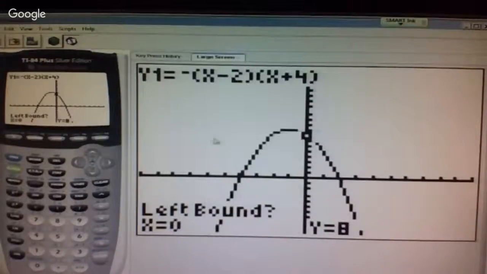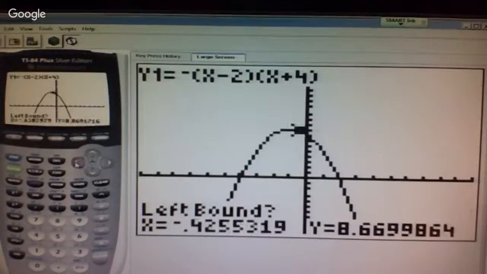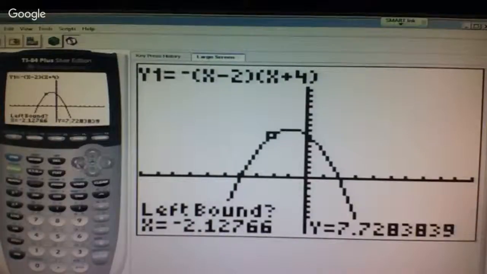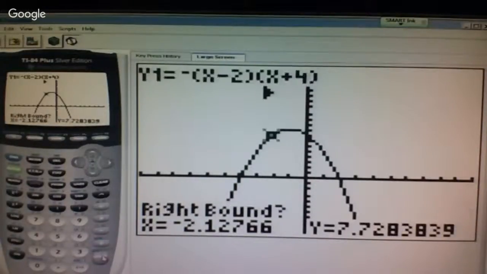Okay, when we're trying to find a maximum, you want to get as close as possible to where you think the maximum is. So right now I'm guessing my maximum is somewhere between negative 1 and 1. Once you're there, you need to go a little bit to the left of that. So I suggest 3. You can go more. Once you go left, you hit enter to tell it that's where I want to stop.